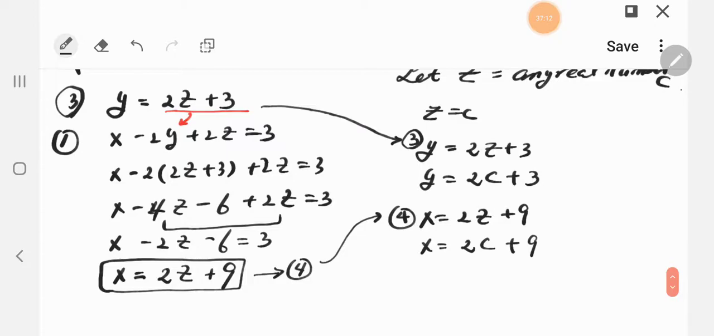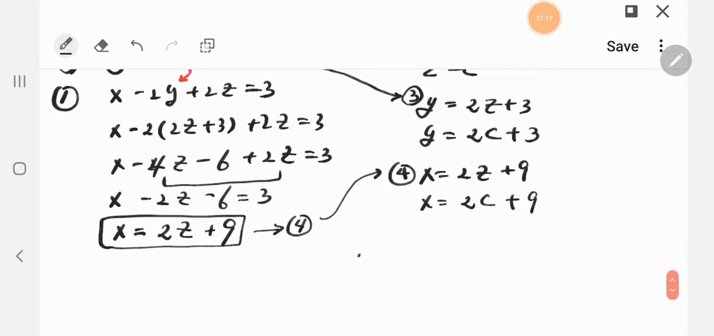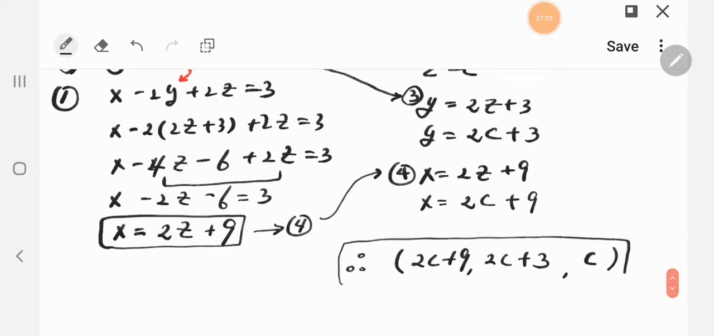So we know there are infinitely many solutions because z can be any real number. The solution is: the z value is c, then x will be 2c plus 9, and y is 2c plus 3. So this is the solution. There are infinitely many solutions, and the solution will be in this format, where c is any real number.